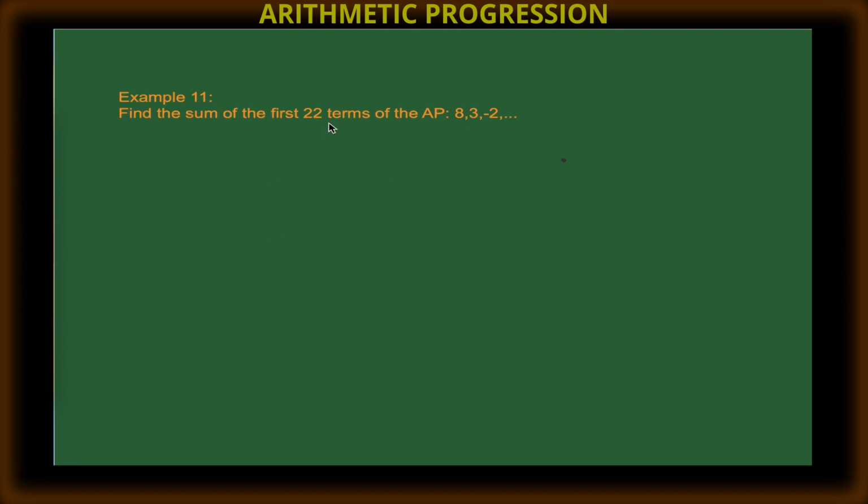Okay, students, let's see this example. Find the sum of the first 22 terms of the arithmetic progression. Here we are seeing the sum of the arithmetic progression. Till now we were finding the nth term, but here we need to find the sum of the terms. So here it says 22 terms. We have the formula Sn is equal to n by 2 into 2a plus n minus 1 into d.